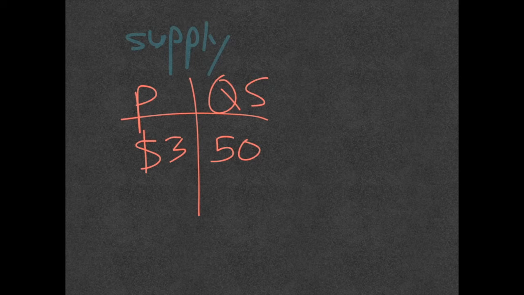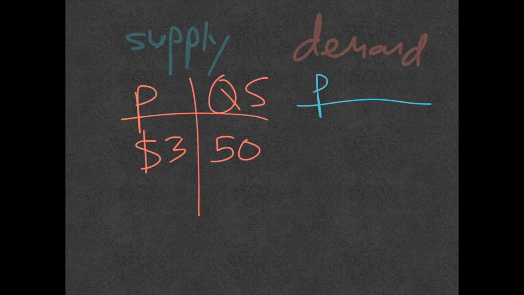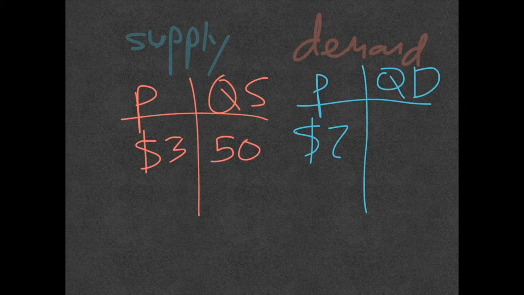And then for a demand schedule, the price might be set at $2 for a gallon of milk. And if it was set at $2 for a gallon of milk, people would probably buy 100 of them. So that's just one example of how a schedule can be used.